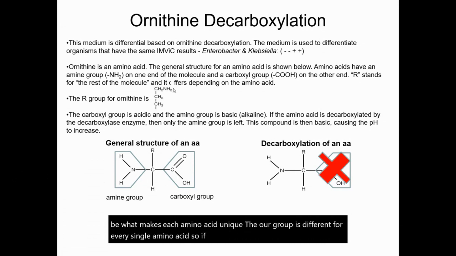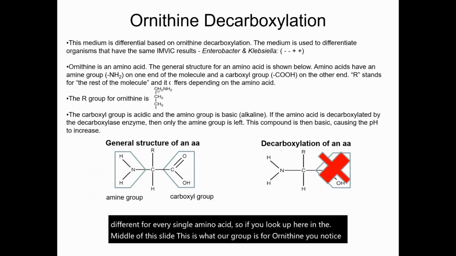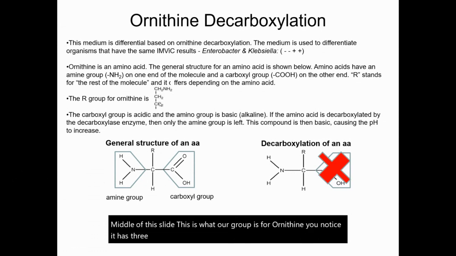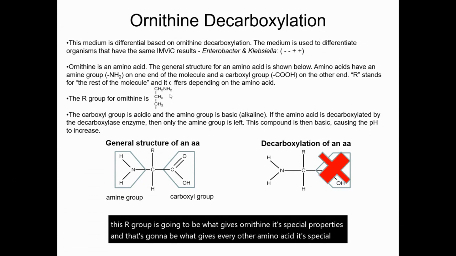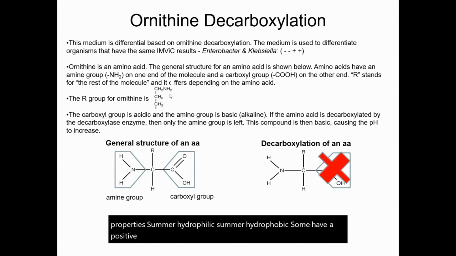So if you look up here in the middle of the slide, this is what the R group is for ornithine. You notice it has 3 carbons, 8 hydrogens, and a nitrogen. And so this R group is going to be what gives ornithine its special properties. And that's going to be what gives every other amino acid its special properties. Some are hydrophilic, some are hydrophobic. Some have a positive charge, some have a negative charge. Some amino acids, like ornithine, don't have a charge.